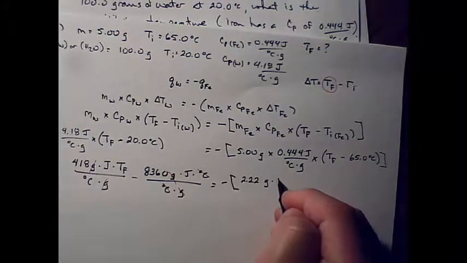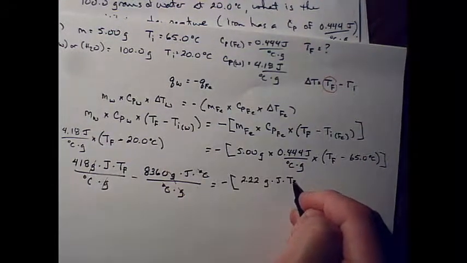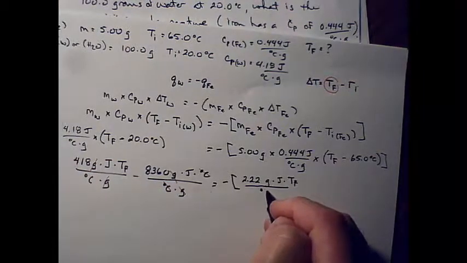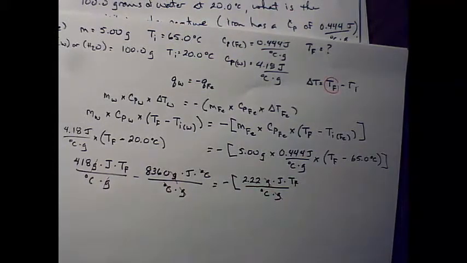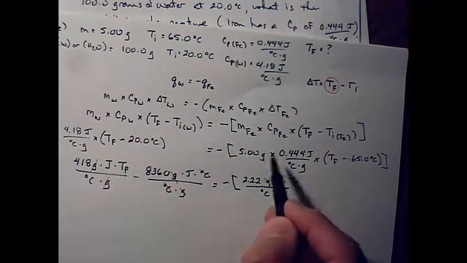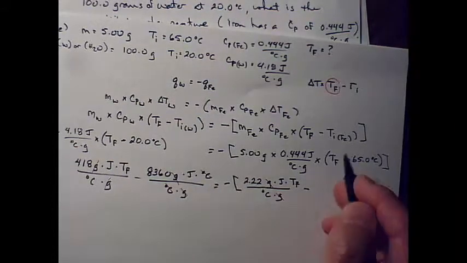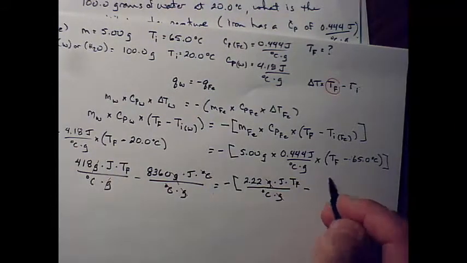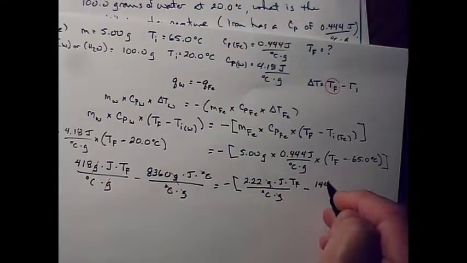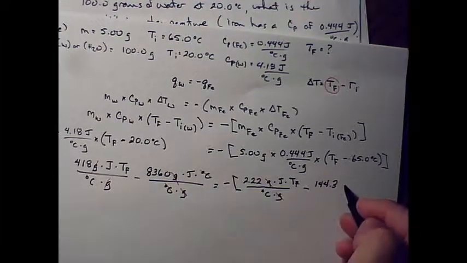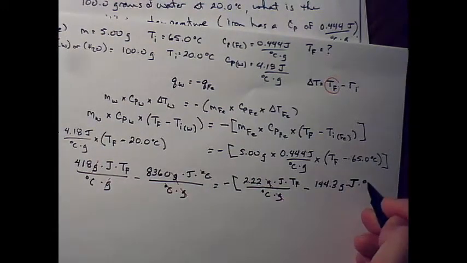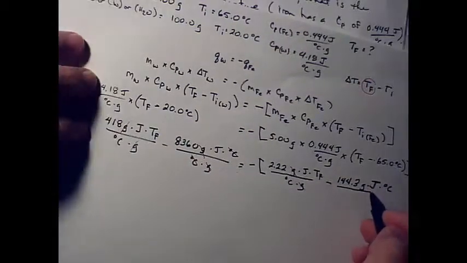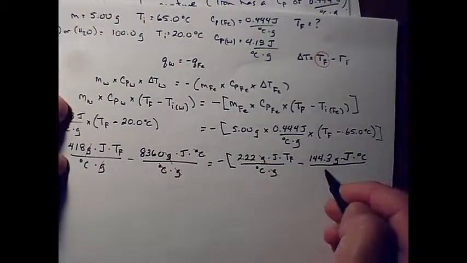Grams times joules times T sub F over degree C times grams, and we can cancel out grams here. And we're subtracting this times this times this, and that comes out to be 144.3 grams times joules times degree C over degree C times grams.